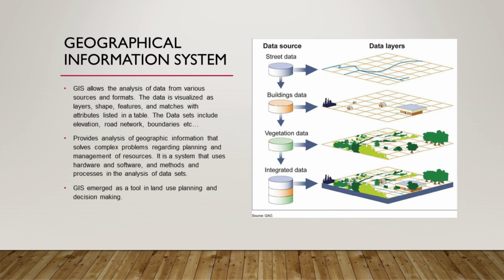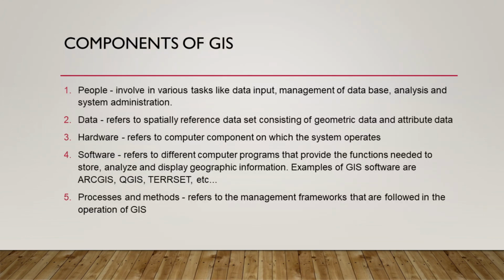GIS emerged as a tool in land use planning and decision making. Components of GIS. Number 1, people. Involved in various tasks like data input, management of database, analysis, and system administration. Number 2 is data. Refers to spatially referenced data sets consisting of geometric data and attribute data.